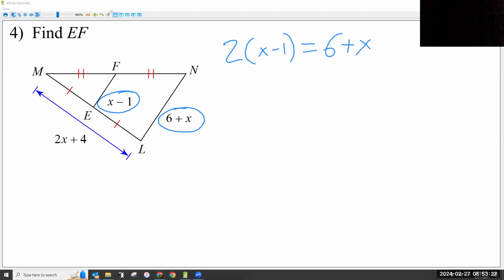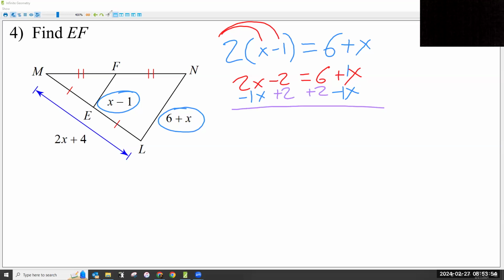Distribute my 2. 2x minus 2. Then let's move some stuff around. Let's see, I'm going to subtract x from both sides, which is really, remember, subtracting 1x. And I'm going to add 2 to both sides. Those cancel out, and so I get 2 minus 1 is just 1x equals 6 plus 2 is 8. So there you go. There was 8.